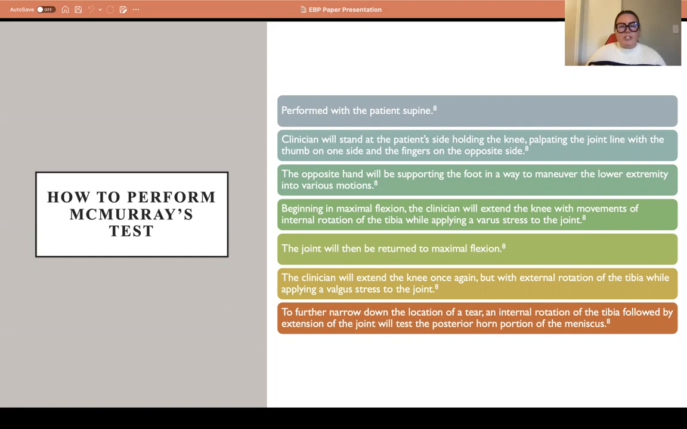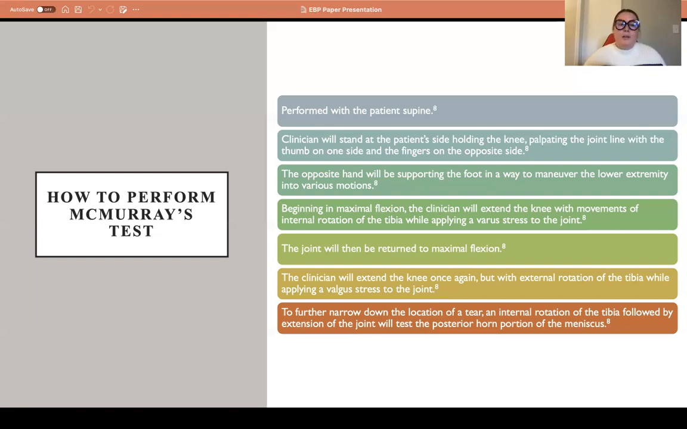Beginning in maximal flexion, the clinician will extend the knee with movements of internal rotation of the tibia while applying a varus stress to the joint. The joint will then be returned to maximal flexion. The clinician will then extend the knee once again in that starting position, but this time with external rotation of the tibia while applying a valgus stress. To further narrow down the location of a tear, an internal rotation of the tibia followed by the extension of the joint will test the posterior horn of the meniscus.